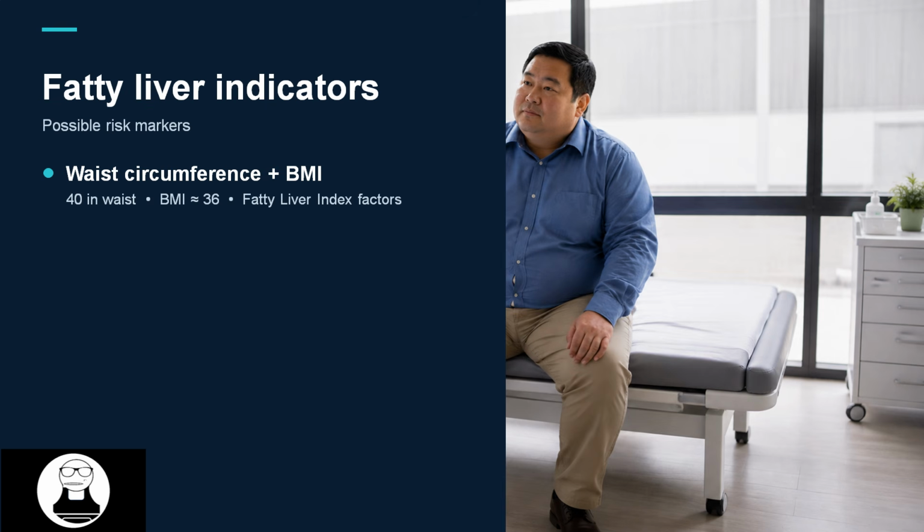According to Dr. Ekberg, people with a large waist circumference may have a higher risk of fatty liver. Waist circumference and body mass index, or BMI, are two of the factors used in the fatty liver index. At the time, my waist circumference was about 40 inches, and my BMI was approximately 36.